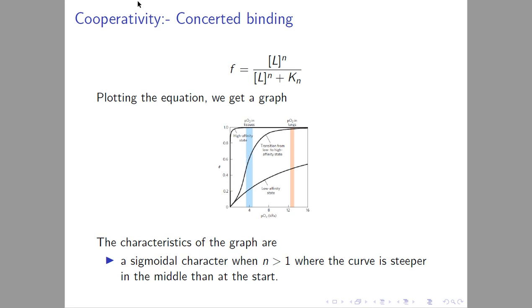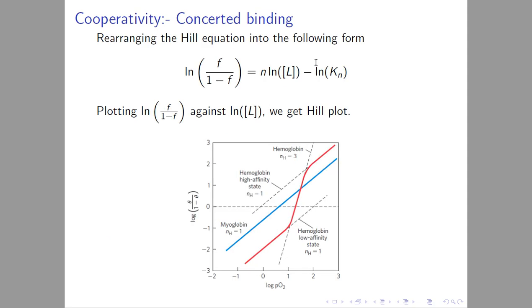Okay, and if we rearrange this Hill equation, in our textbook it is equation 4.8, but that equation is wrong. Okay, so you can check it. So this is the correct one: ln of f over 1 minus f. So if we plot this, we are going to get this Hill plot. So we can see that these are the hemoglobin and myoglobin. Okay, so high affinity state and low affinity state.